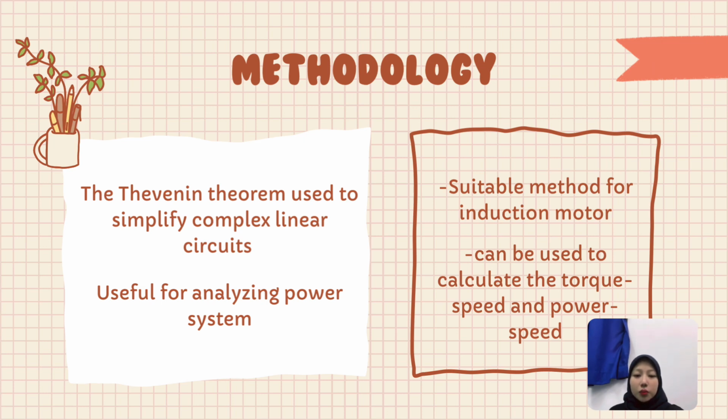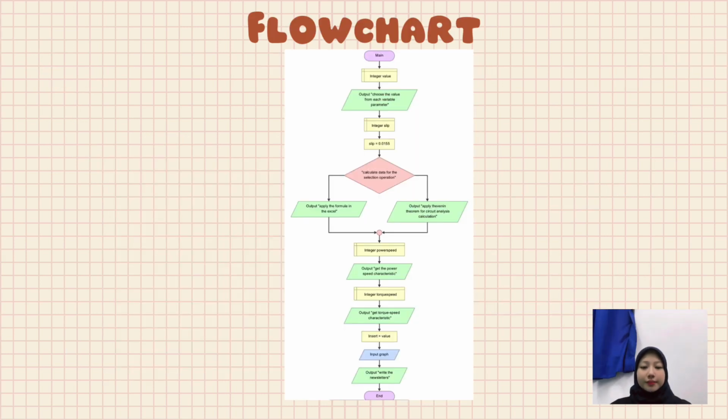In order to compute the torque speed and power speed characteristics, this method is utilized to equate the voltage source and the impedance. An equivalent circuit made up of one voltage source connected in series with one resistance can be used in place of the voltage source and resistance. This is our flowchart. It shows the process of analyzing and calculating characteristics of torque speed and power speed.